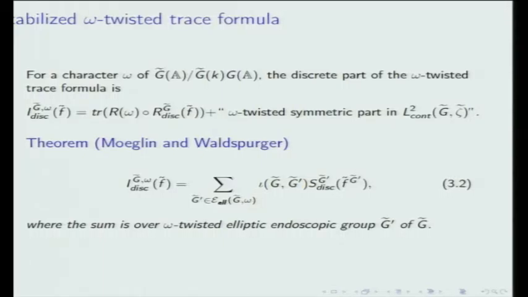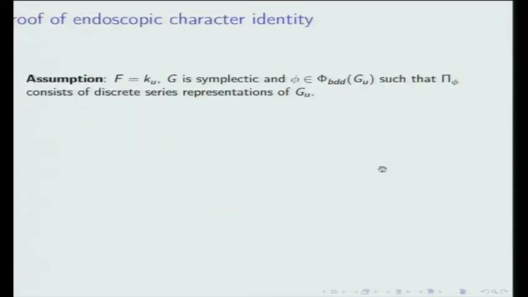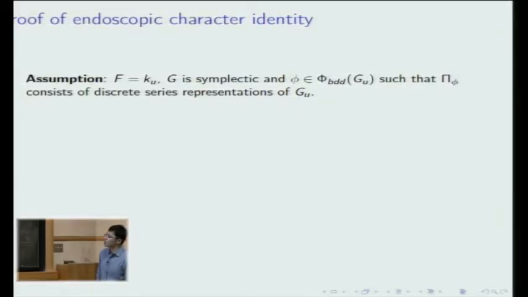Okay. And so now I want to explain how we can just make use of this trace formula to prove the local character identity. So just for simplicity, I'll restrict to a very special case. So I assume G is symplectic, and also the local parameter phi will parameterize the discrete series representations. And I let the local field F be the localization of the global field at the place u.